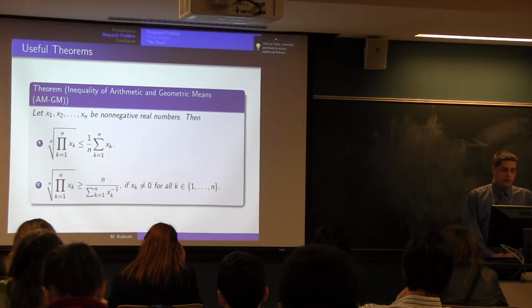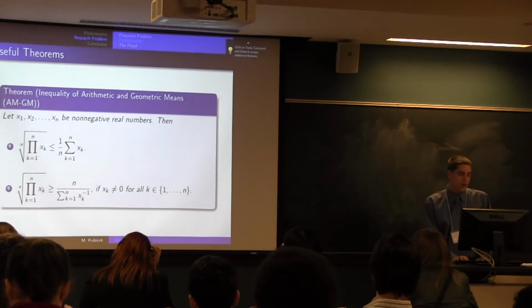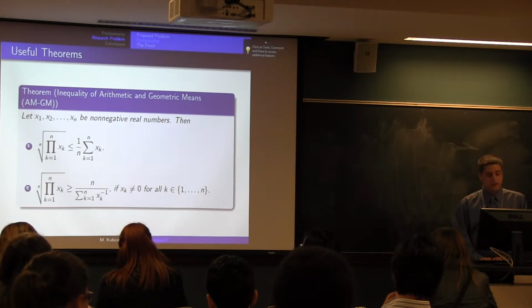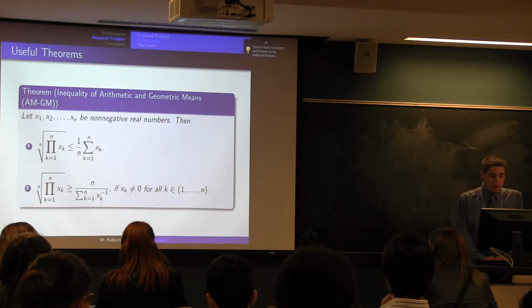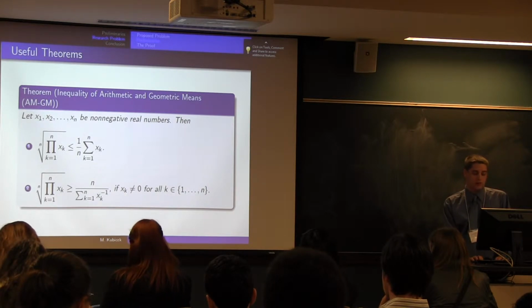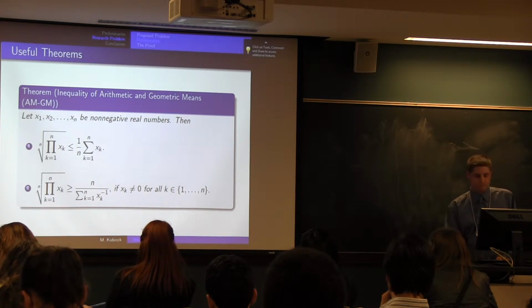Another important theorem we used was the inequality of arithmetic and geometric means, known as AM-GM. We let x sub 1, x sub 2, all the way up to x sub n be non-negative real numbers. For the first part, the nth root of the product from k equals 1 to n of x sub k is less than or equal to 1 over n times the summation from k equals 1 to n of x sub k. The second part is that the nth root of the product from k equals 1 to n of x sub k is greater than or equal to n over the summation from k equals 1 to n of the inverse of x sub k, if x sub k does not equal 0 for all k from 1 up to n.